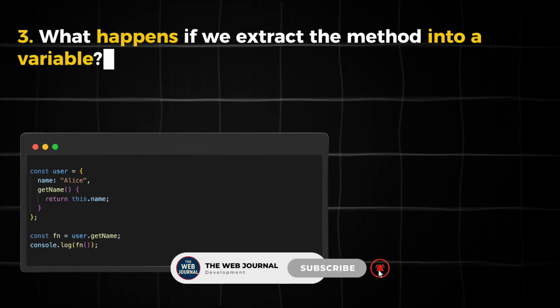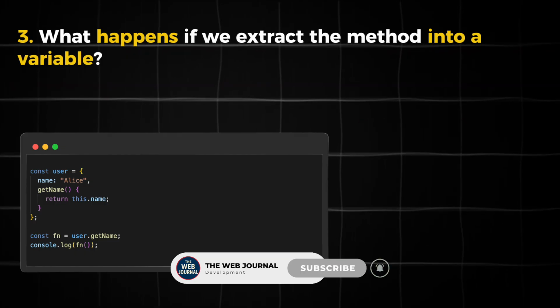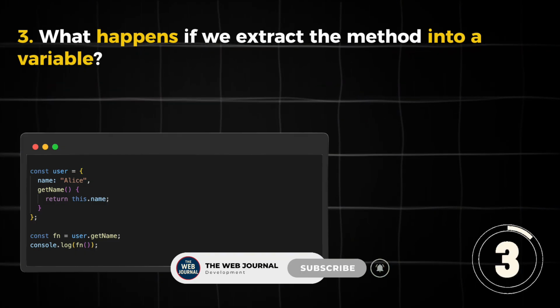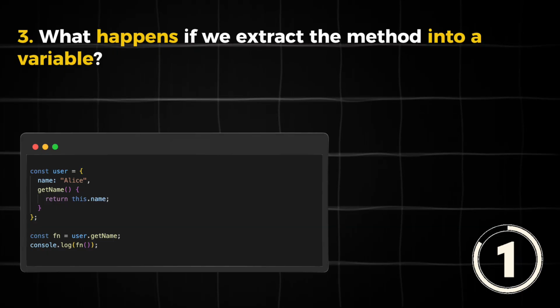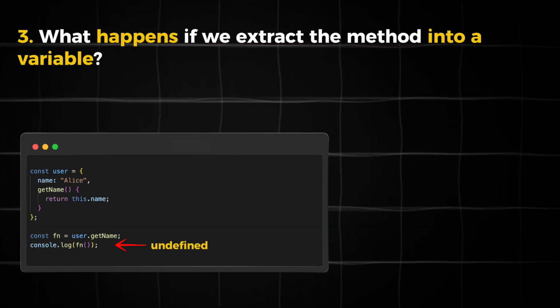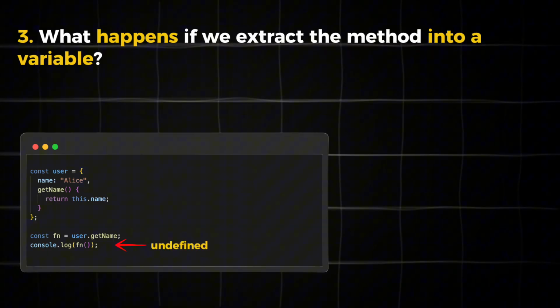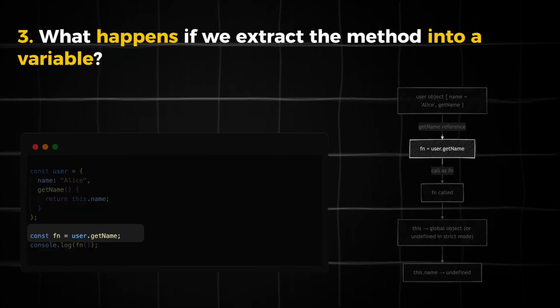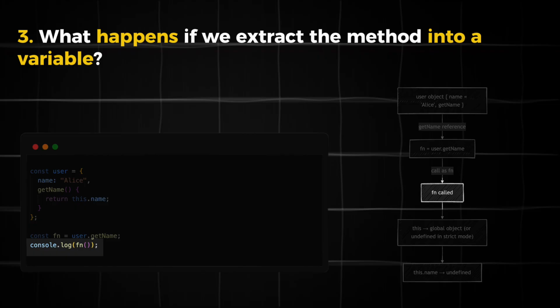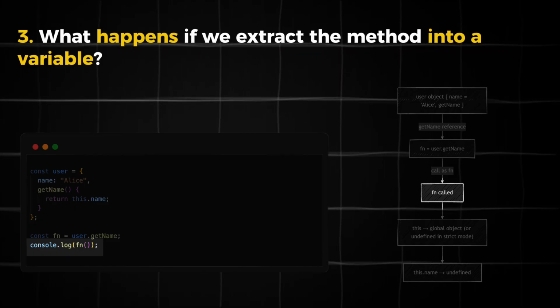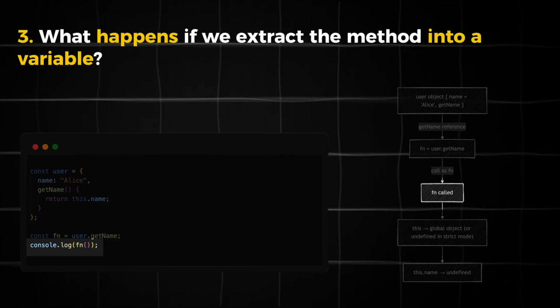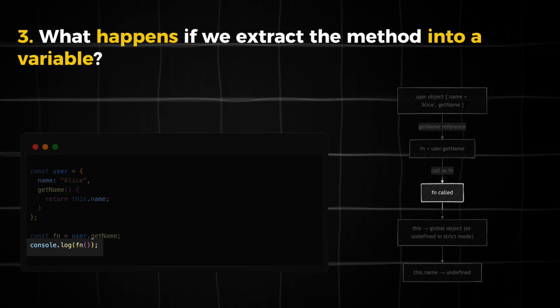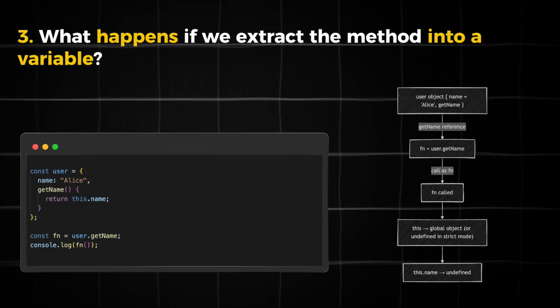Number 3. What happens if we extract the method into a variable? The answer is undefined, or the global object in non-strict mode. user.getName returns the function itself. No object is attached. Calling fn is just a plain function call, so this points to the global object, or undefined in strict mode.